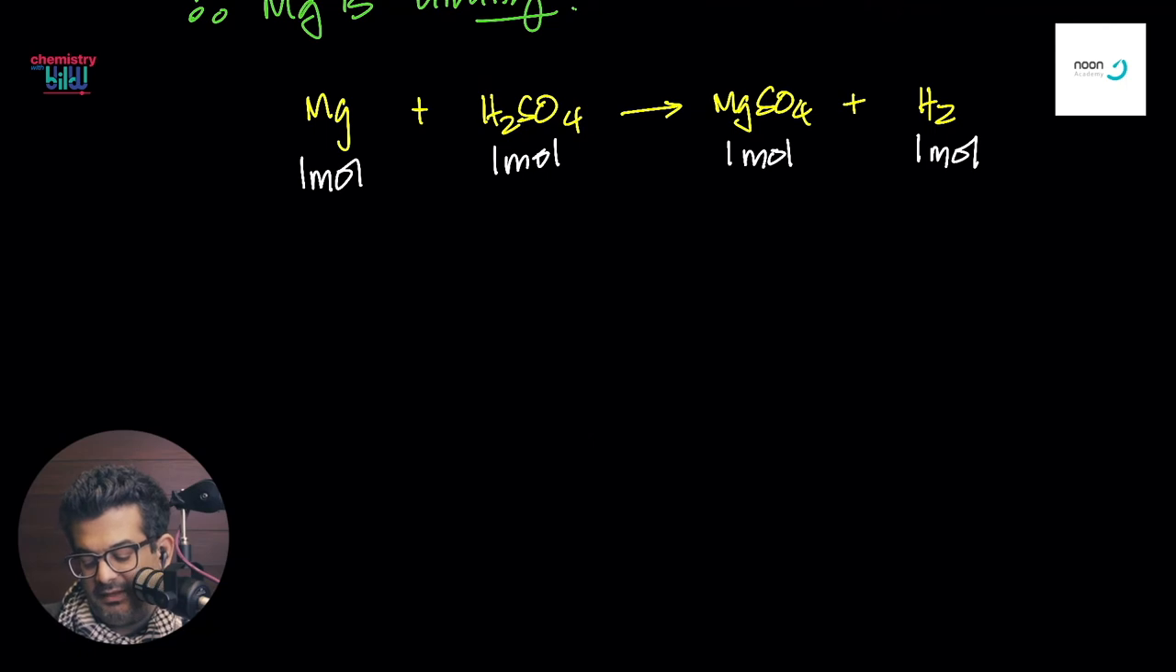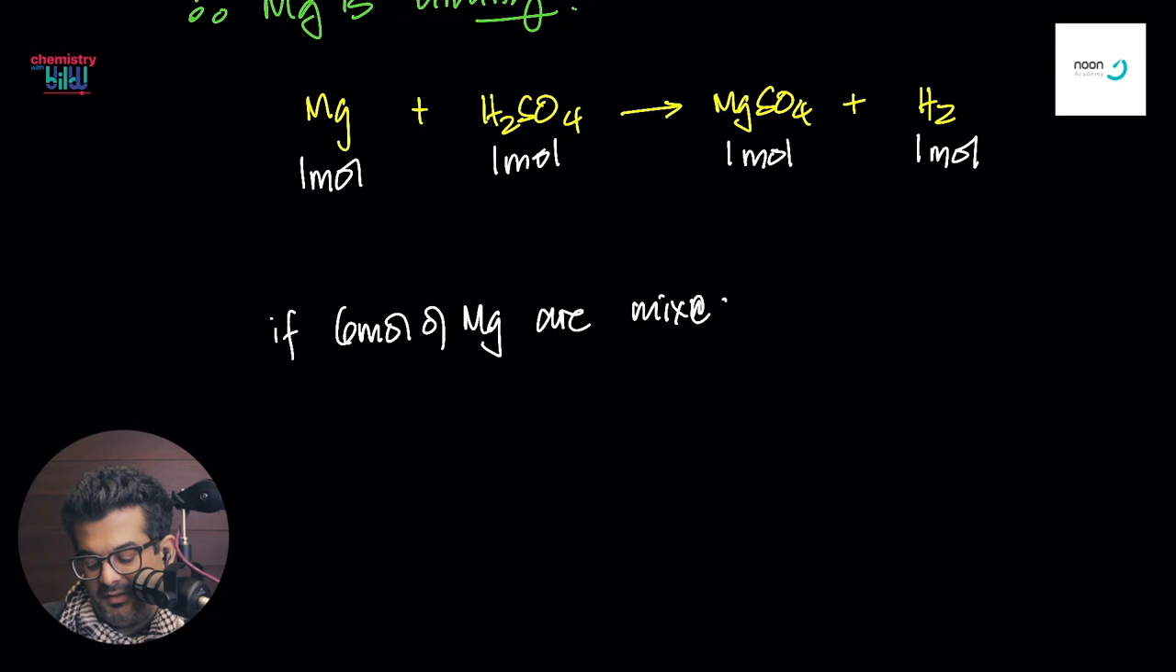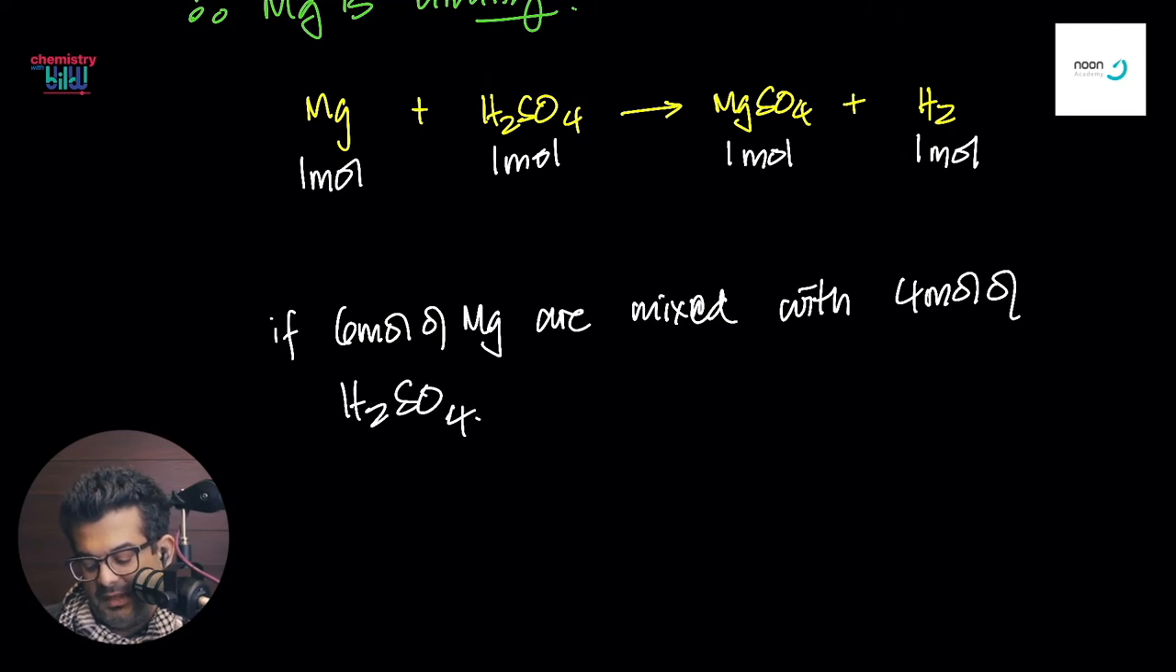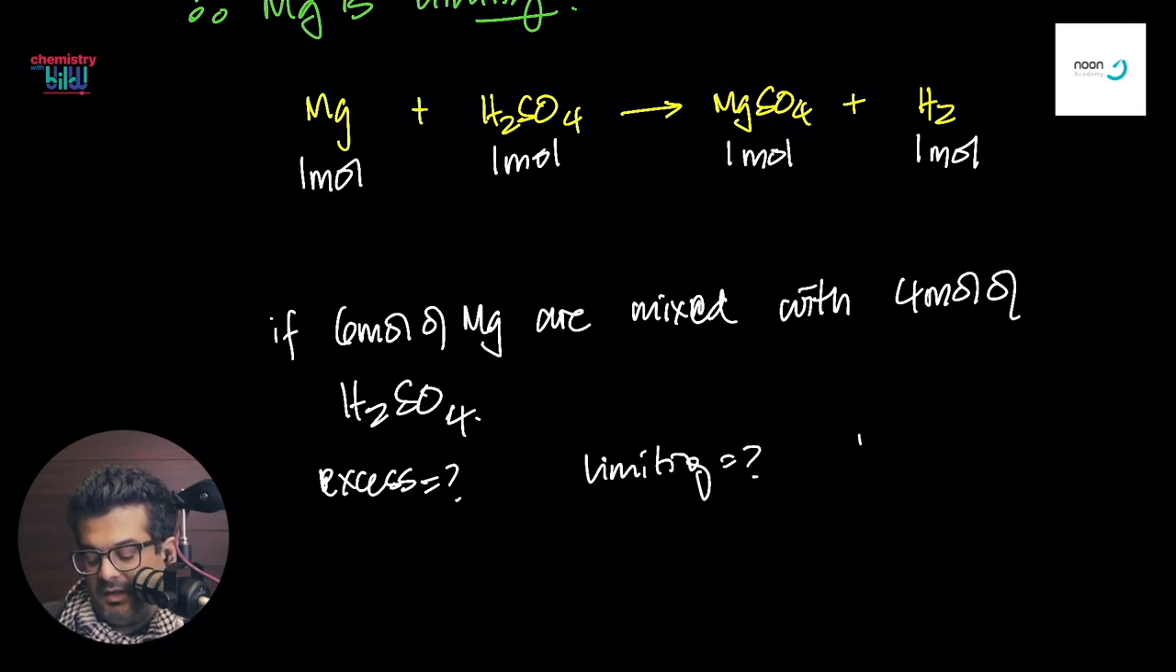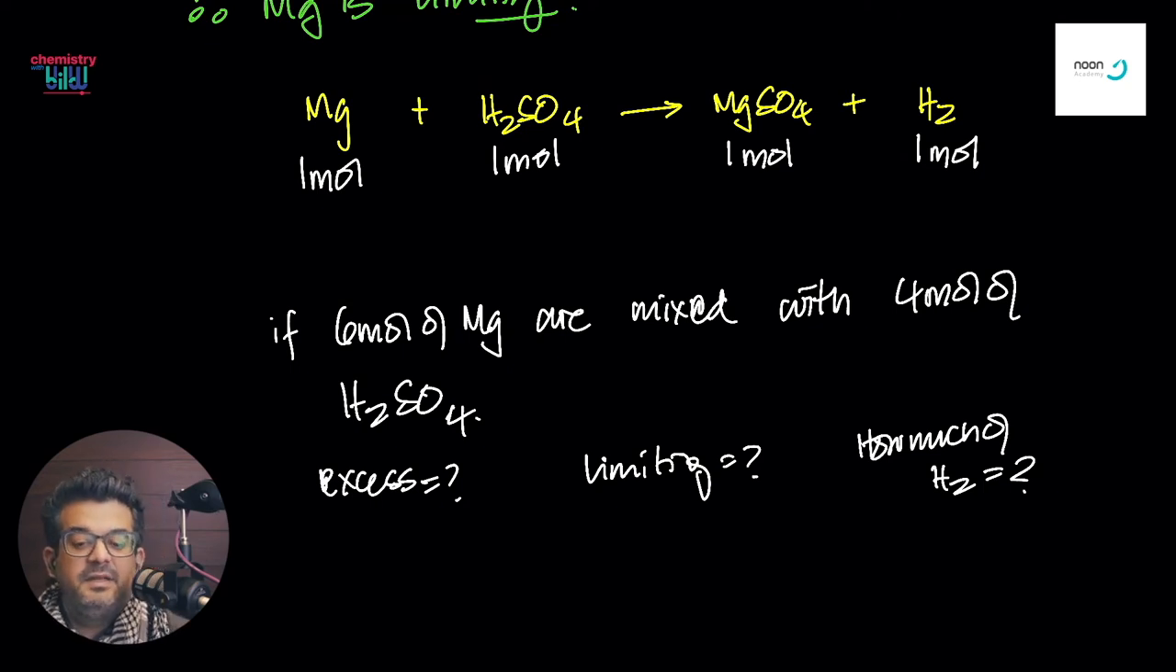Now, if I say that, okay, let's do it simple. If 6 moles of Mg are mixed with 4 moles of H2SO4, which is excess, which is limiting, and how much of H2, all three. For those of you not getting this earlier, can you answer this one for me right now, please?